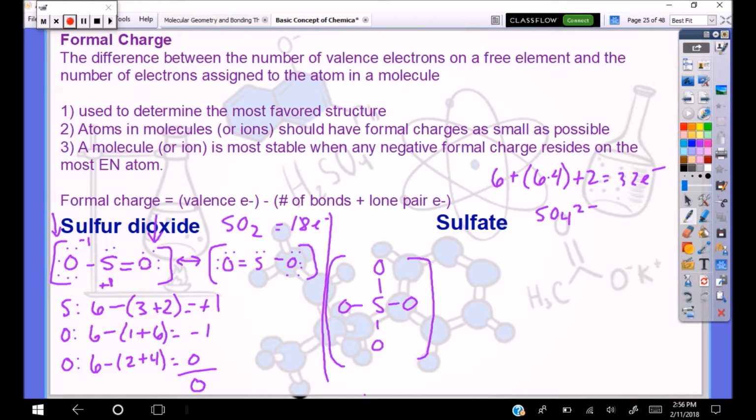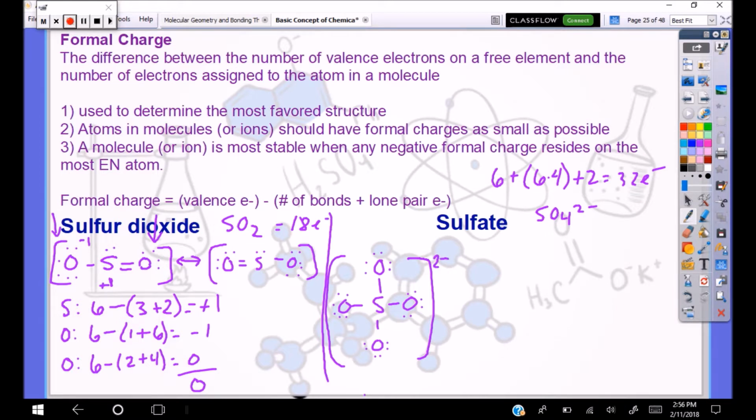So I've used 8 of my 32. That means I've got 24 left. 2, 4, 6, 8, 10, 12, 14, 16, 18, 20, 22, 24. Okay, did I do that right? Yep. And this has a 2- charge.